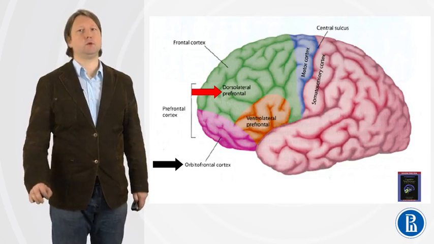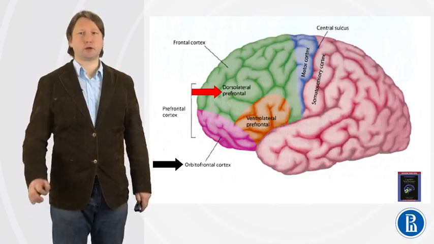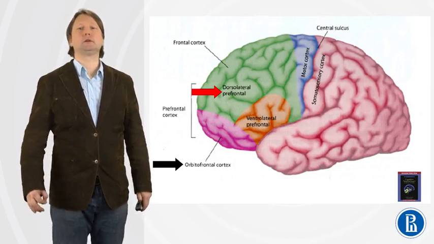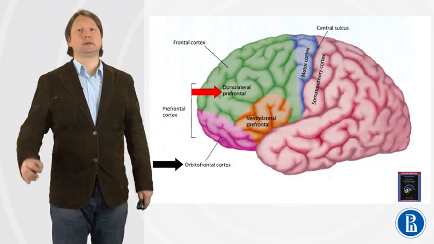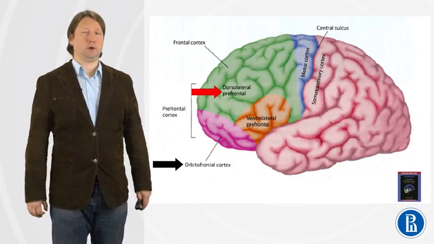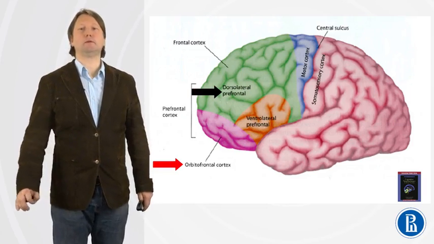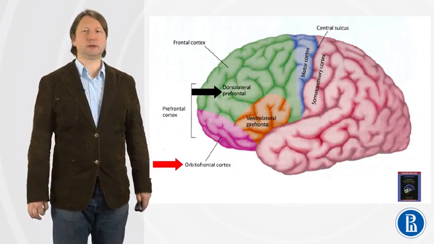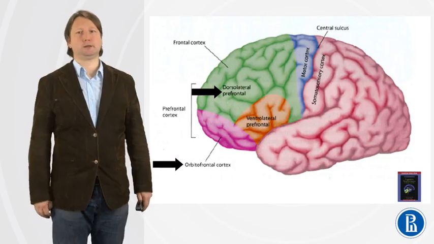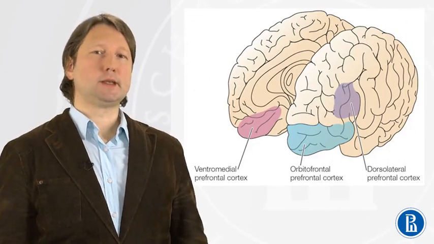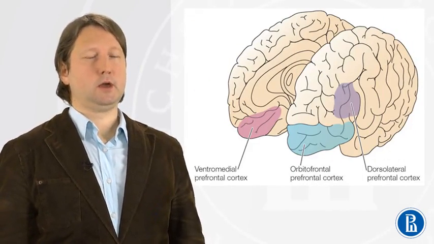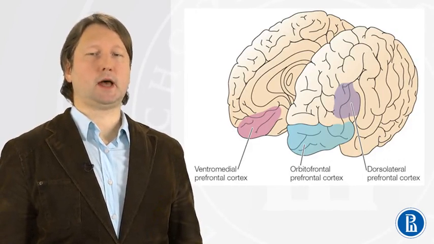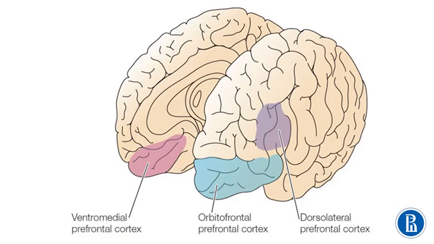This region is involved in self-control and rational decision-making. So dorsolateral means a specific location in the brain. We will also discuss the orbitofrontal cortex, and the orbitofrontal cortex is the cortex above our eyes. So this scheme summarizes the key areas in our frontal cortex that are involved in decision-making.